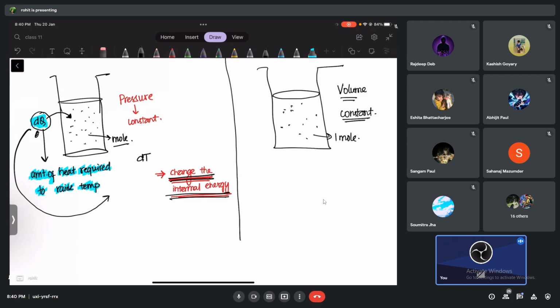But this time I'm going to keep the volume constant. I'm going to supply some amount of energy again. Let's call this energy dQ dash. But I want the temperature to again change by how much? dT.